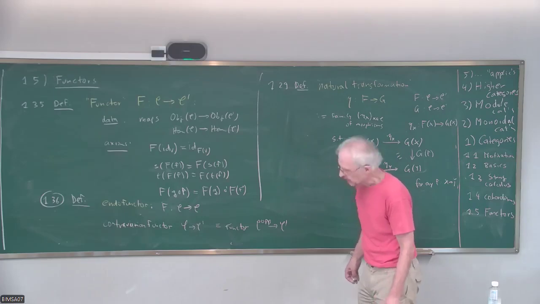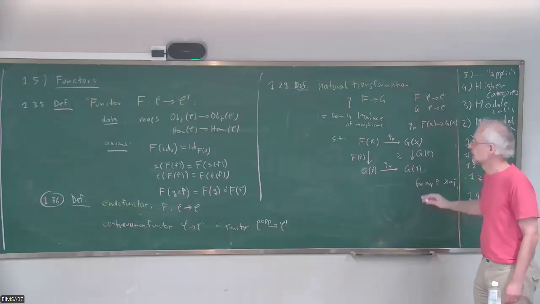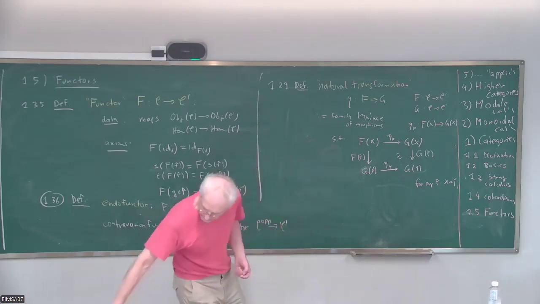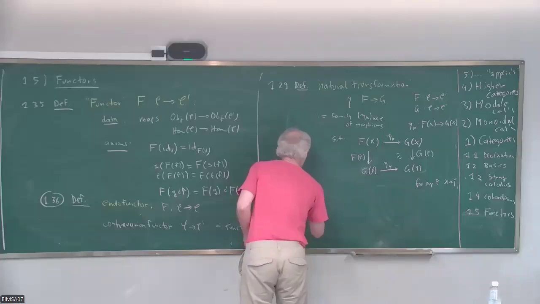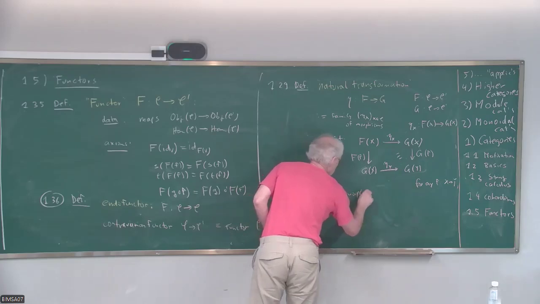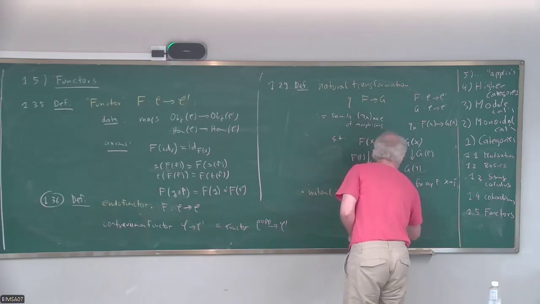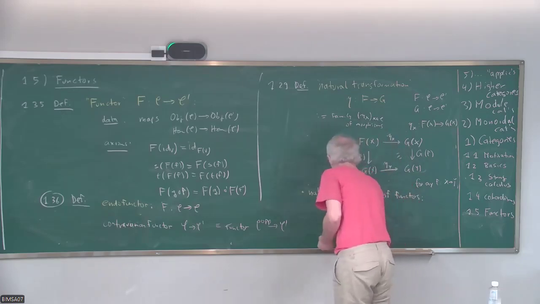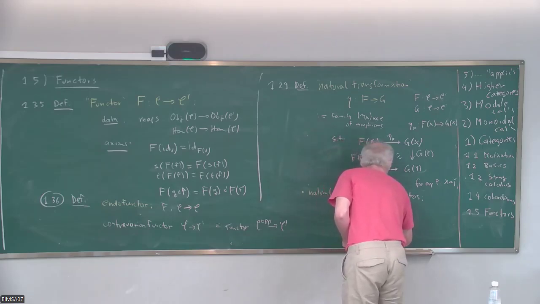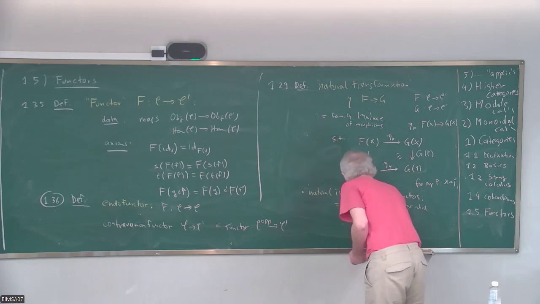We also say that this eta X is the component of the natural transformation at the object X, and then we say that we have a natural isomorphism of functors. It is the same as a natural transformation for which all components are isomorphisms.